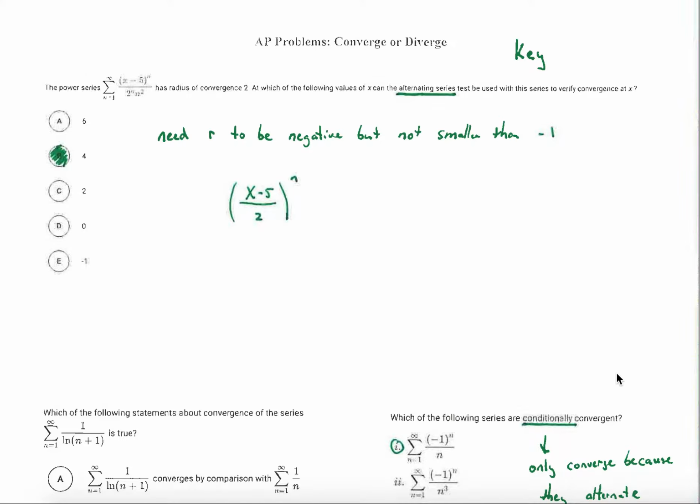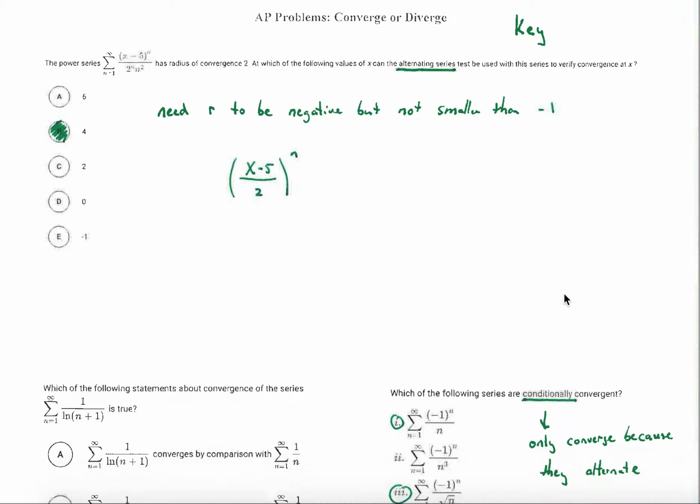We have a power series and we want to use the alternating series test to make it converge. If you look at those values, it might be easier just to plug in. If we plug in 5, we just get 0, which doesn't make it alternate. If we plug in 2, it makes it -3/2, which is too big and it diverges, as well as 0 and -1. So 4 does make it alternate, and it makes it a convergent alternating series. So that's our answer.